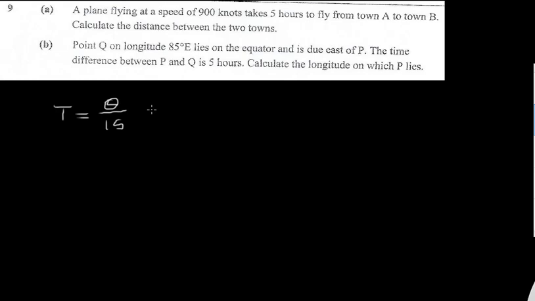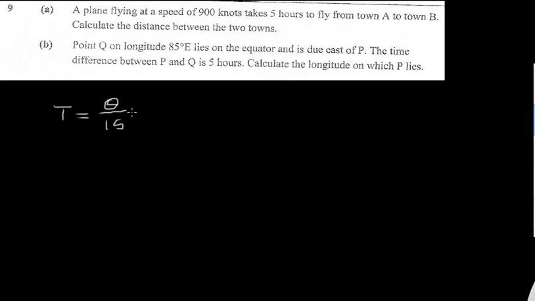So the difference in longitudes between those 2 points, right? And then divide it by 15. Dividing by 15 will give us the time difference between those 2 points.